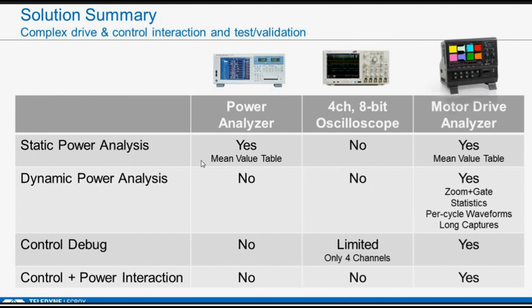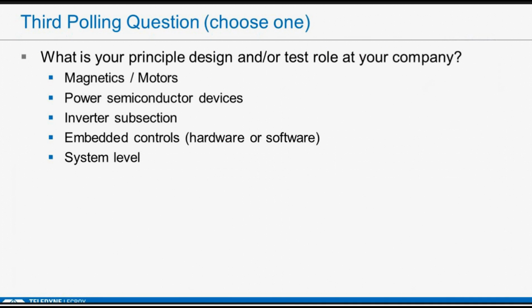All right, so just a quick solution summary again. The dynamic capability here is where this solution really excels. This customer wasn't trying to measure efficiency to 0.2% or power to 0.1% or anything like that. They really need to find big problems. They found it, so this was the best solution for them, and especially for the control and the power interaction and the control debug, which only a scope could do. And that's the core of our product, the platform of our product, that at its core is an 8-channel 12-bit 1 gigahertz scope.